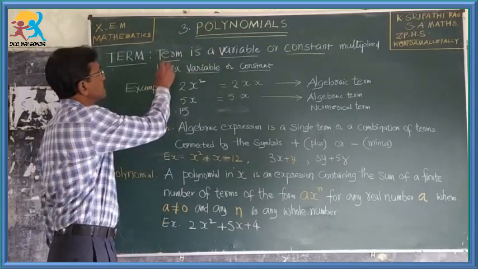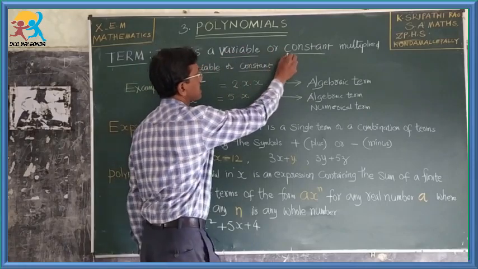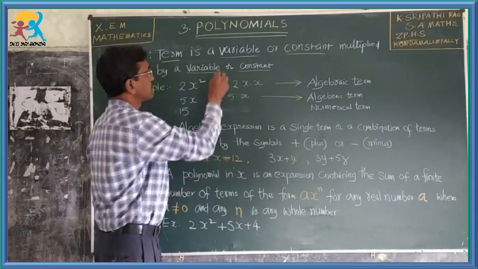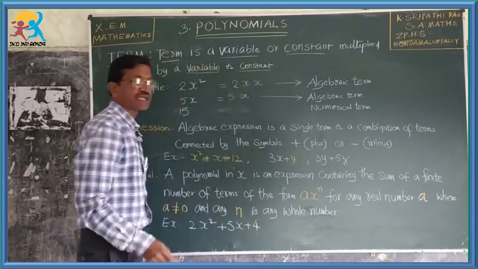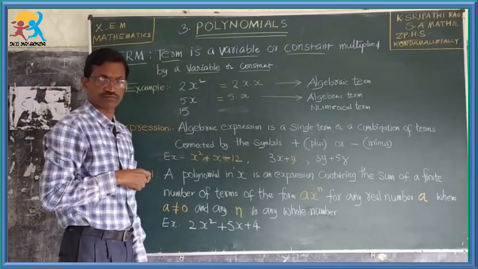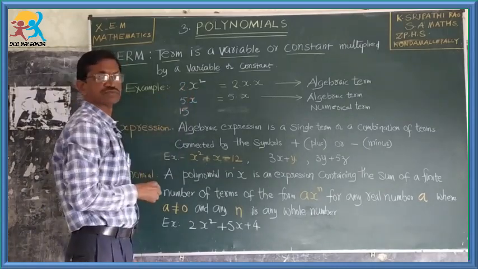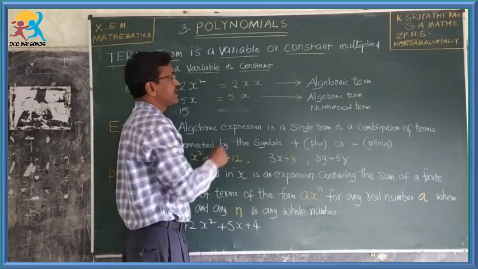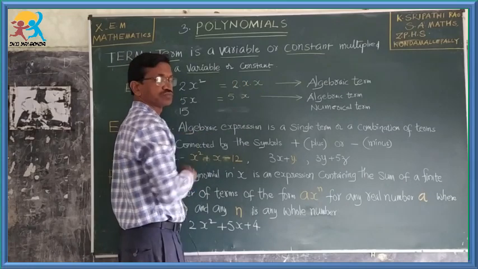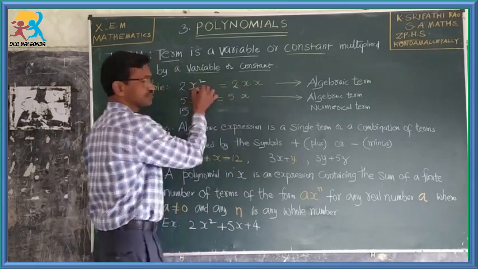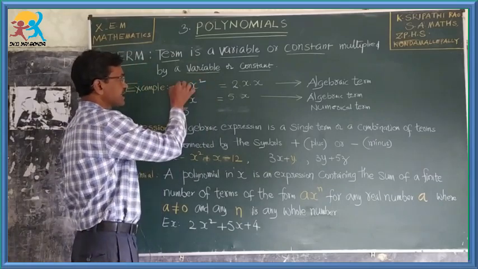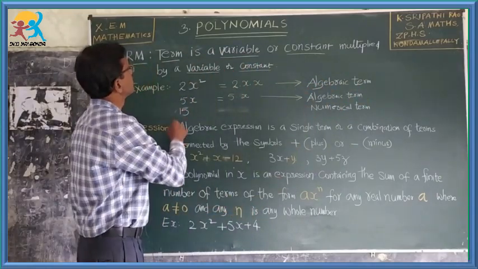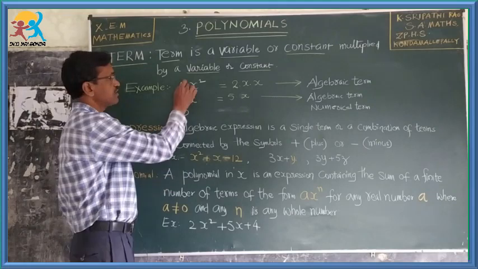First one, term. A term is a variable or constant multiplied by another variable, the same variable, or a constant. For example, here 2x square is a term. Here x is multiplied by the same variable x and also by a constant 2. The product is 2x square. Overall it is known as a variable and also an algebraic term, because x takes any value, that's why it is called a variable.